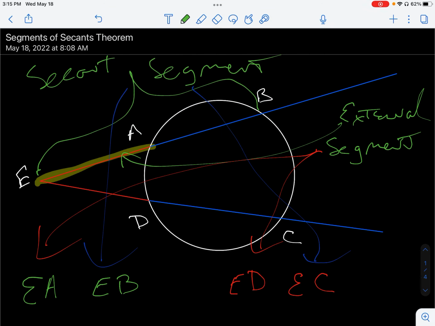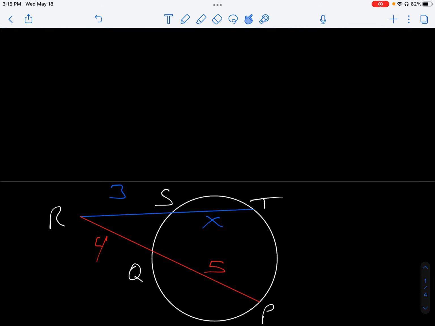Why is this important to us? Well, what we're going to find out is that our external segment times the entire segment for one secant is going to equal the external segment times the entire segment for the other, when they meet at a common point. So let's look at an example.